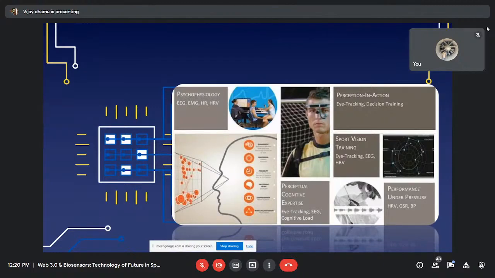So we'll be using HRV, GSR, and BP. BP is blood pressure, GSR is galvanic skin response, and HRV is heart rate variability. So these are the overall things.